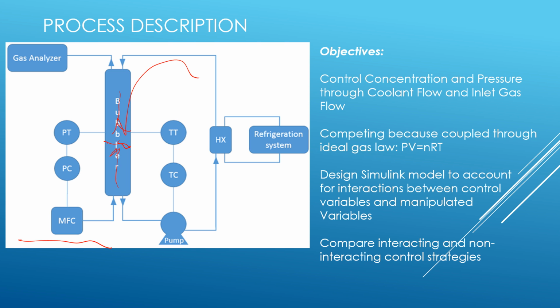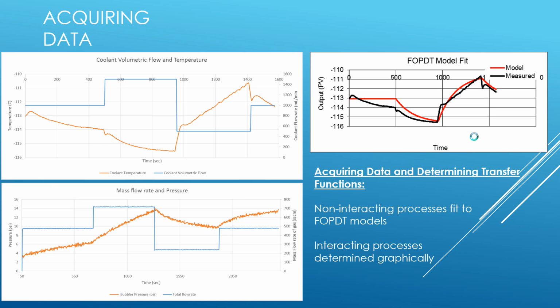One of the things that's interesting about this is that pressure and temperature are coupled because of the ideal gas law, and they're on opposite sides. So you can see in order to desublimate, we have to be at minus 130 degrees Celsius on this side, and then we also want to increase our pressure, and so they're on opposite sides. As you increase pressure, temperature also increases, so they're somewhat competing. And so we needed to design a simulate model to account for that, and we wanted to compare a non-interacting to an interacting controller. And next we'll talk about how we actually gain data from this system.